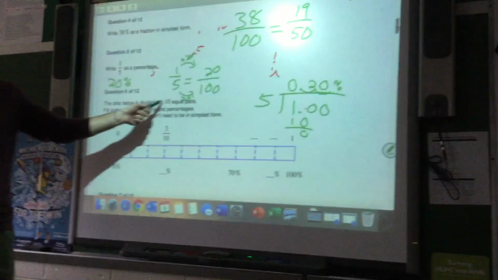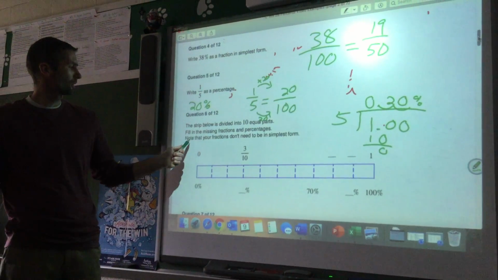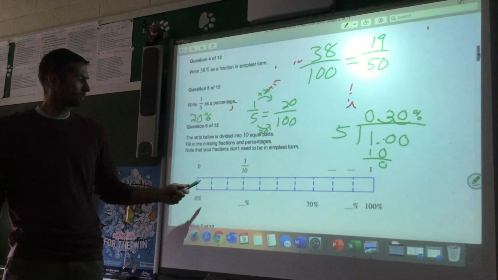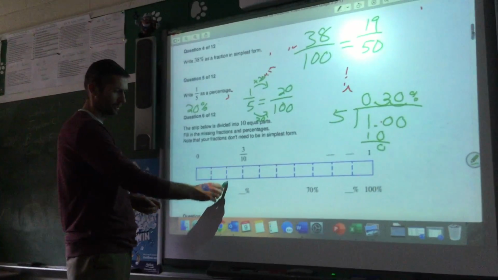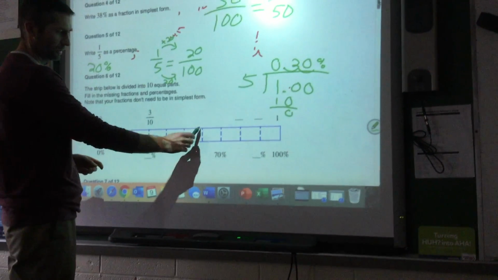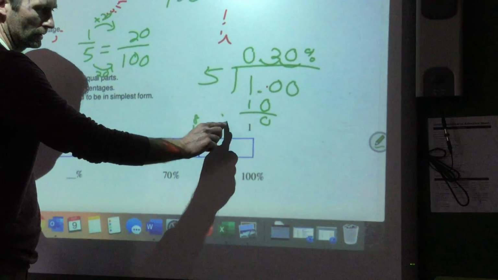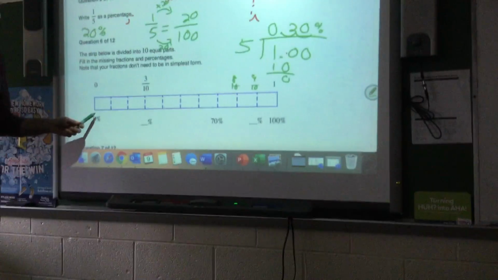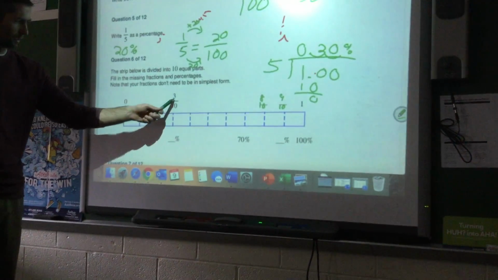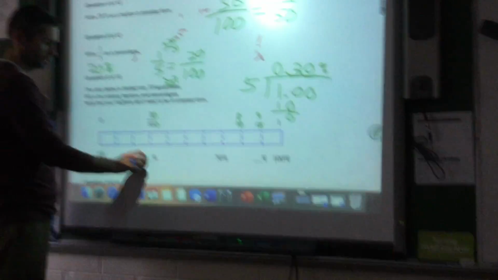The strip below is divided into 10 equal parts. Fill in the missing fractions and percentages. Note that your fractions don't need to be in simplest form. Okay, so it's 10 parts. So this is 0/10, 1/10, 2/10, 3/10, 4/10, 5/10, 6/10, 7/10, 8/10, 9/10, 10/10, which is 1. So this is 0%. 3/10 is the same as 30 hundredths, 30%.